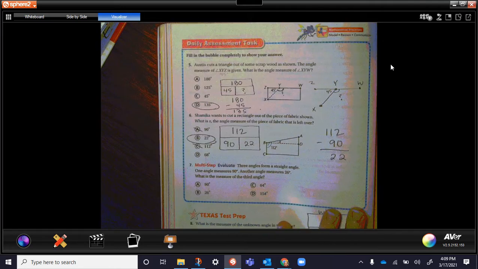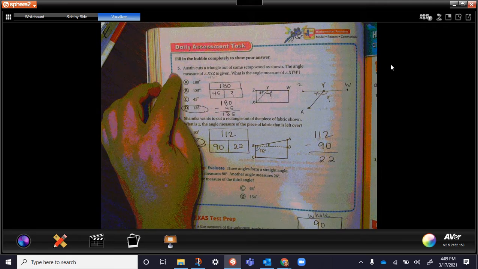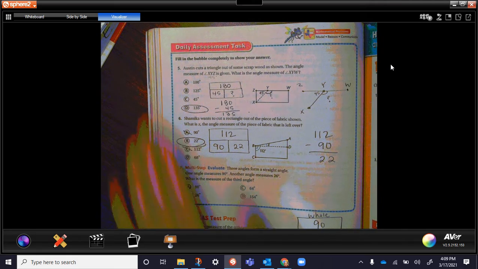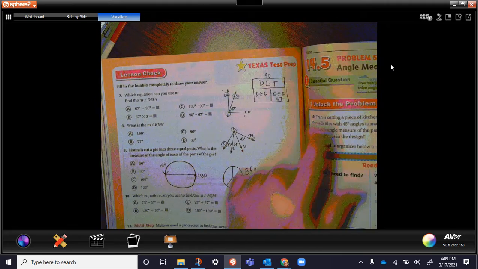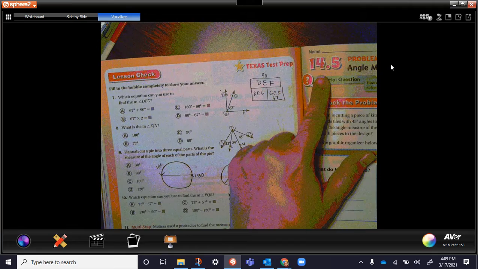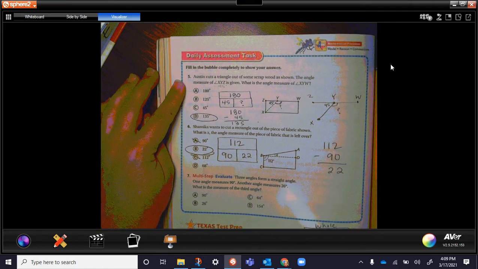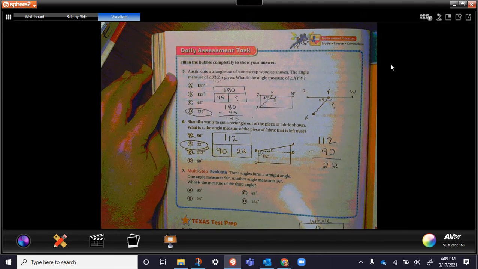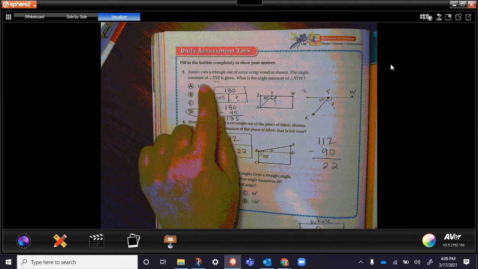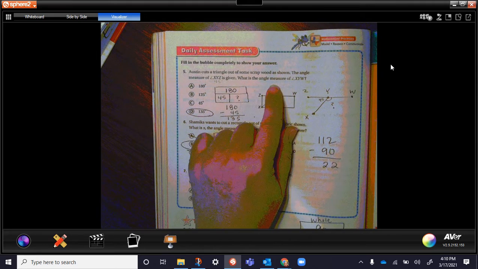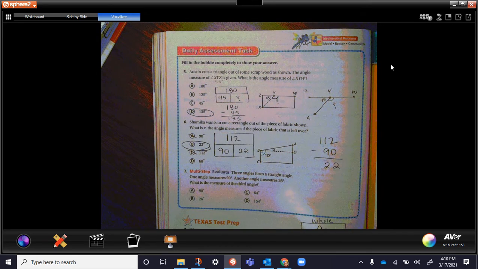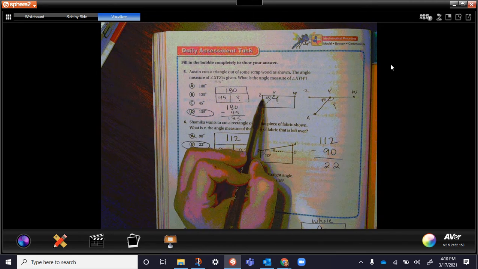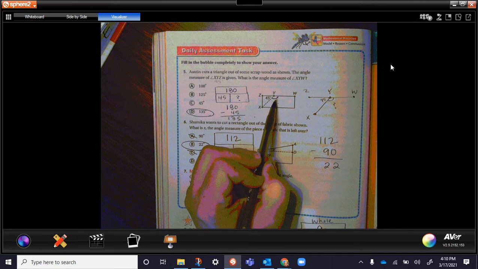All right, so here are the problems that we went over. We went over number 5. Number 5 says, this is 14.5 if you're using the online, Austin cuts a triangle out of some scrap wood as shown, and the angle measure of XYZ is given. What is the angle measure of XYW? So here you have this XYZ, which is 45 degrees, and you're missing this other part.